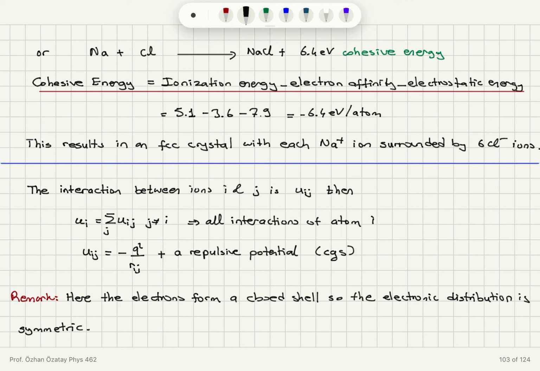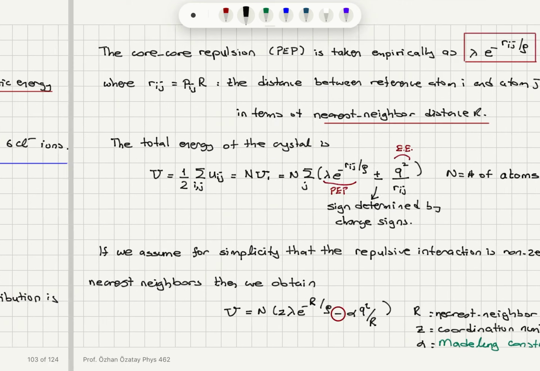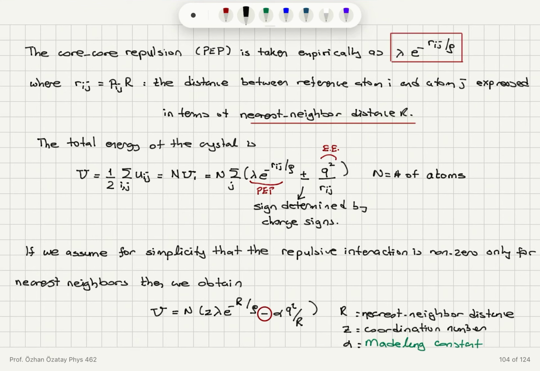So we have talked about how to write this potential energy for a general ionic crystal. We need to look at the interactions of the ith atom with the rest of the atoms, add the contributions from all interactions of an atom, and then add it for all atoms. So Uij is minus q squared over Rij, where i and j atoms are interacting, and Rij is the distance between them. Then we have the repulsive potential, and as a result of the ionization process we have obtained closed shell structures, where Rij was written in terms of a multiple of the nearest neighbor distance.